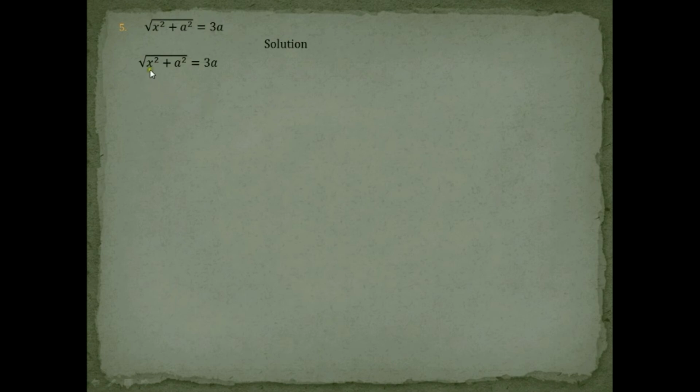What I want to make the subject of the formula is x, and you're having this x squared right here under the root. So what you should try and do is to eliminate that root first. How do you take that out? By squaring both sides. And once you square both sides, the square is going to cancel out the square root. So that you will now be having x squared plus a squared equal to, of course, when you square this side, 3a squared.